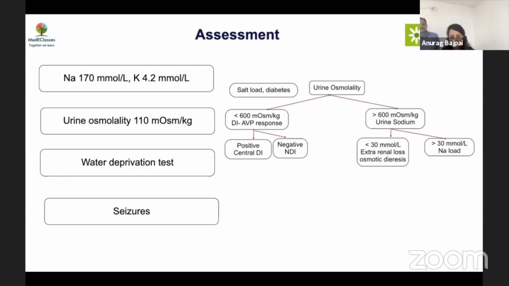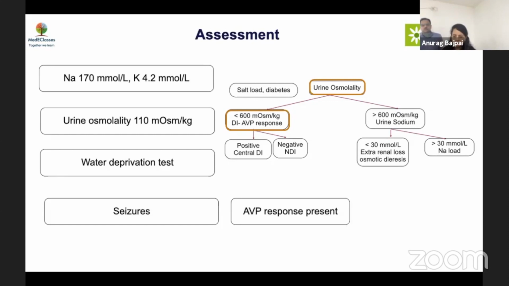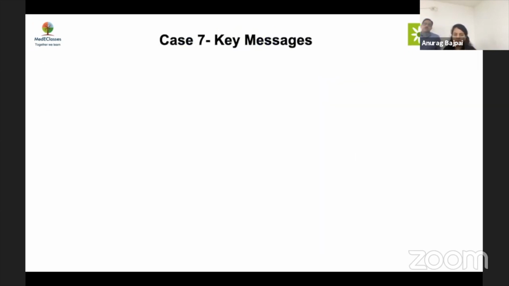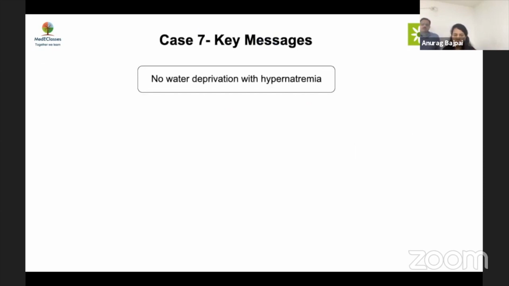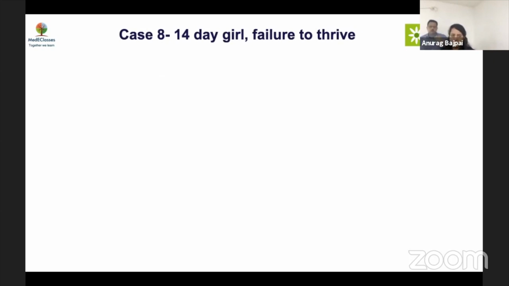Because the water deprivation test was advised, she developed a seizure because of the very high level of sodium. Now, an AVP test was done in this child and found the diagnosis of central DI. So the key message is not to do a water deprivation test in any patient who already presents with hypernatremia, with serum sodium of more than 145 and dilute urine. I think the big message here is that if you have concentrated blood and dilute urine, it's only DI. Sodium beyond 145, you should have a good concentration of urine. If it's not there, you have to think of the possibility of DI.